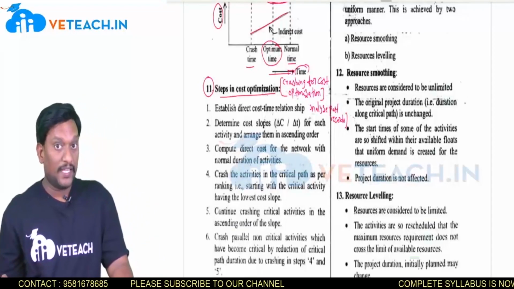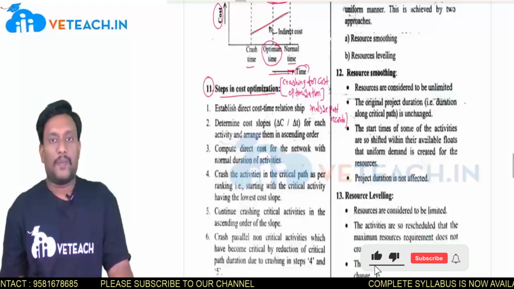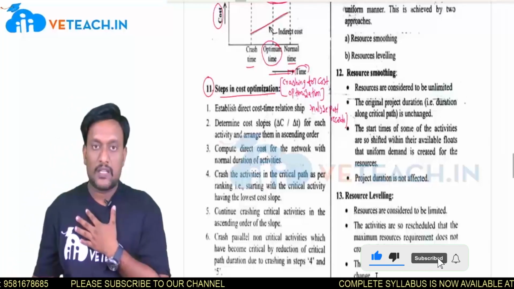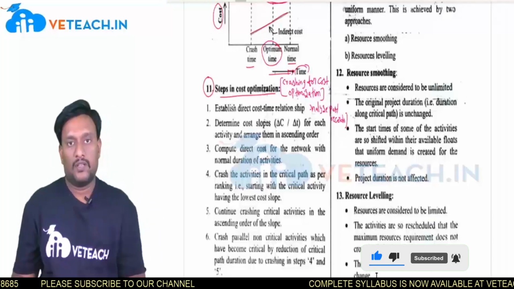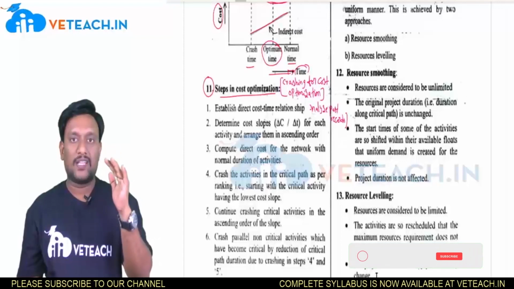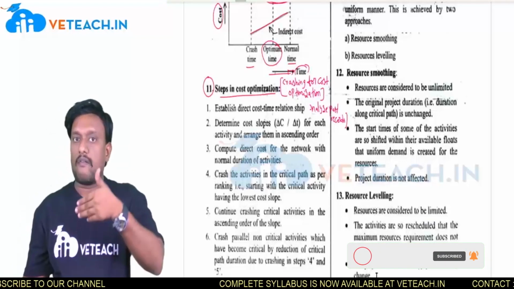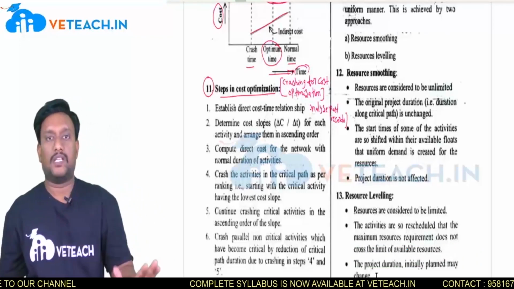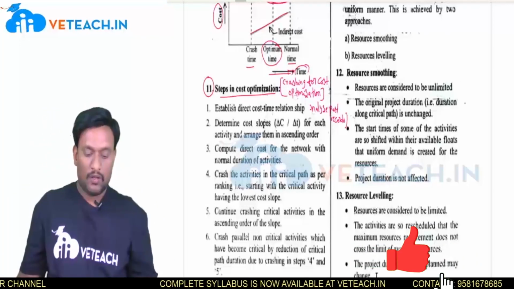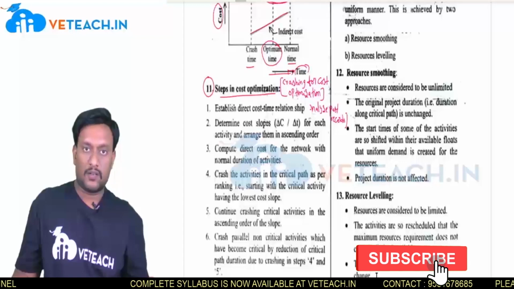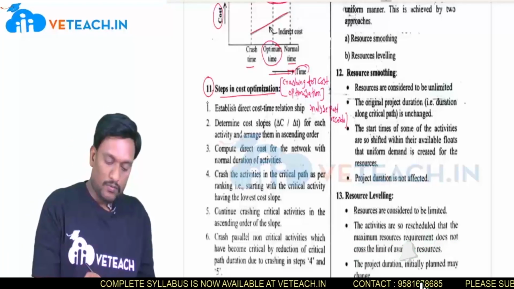Now with this, we will see the continuation of our topic, crashing for cost optimization. What is the heading? Crashing for cost optimization. Here our aim is optimum cost. The cost should not be too high and should not be too low. Now look here, there are some points on the board.